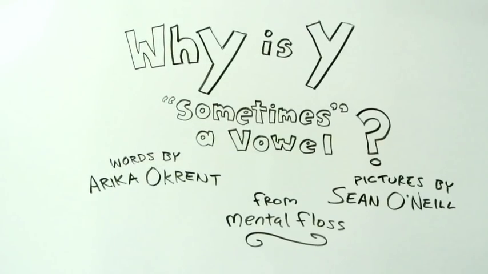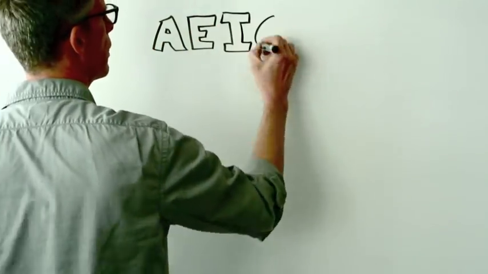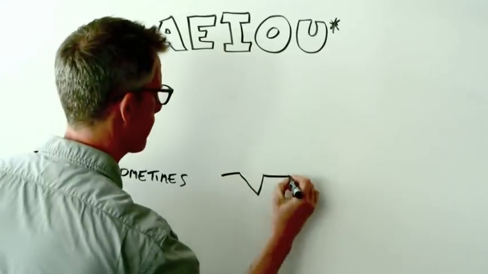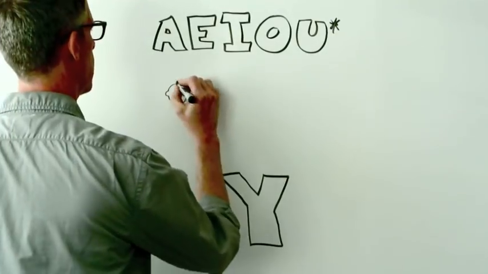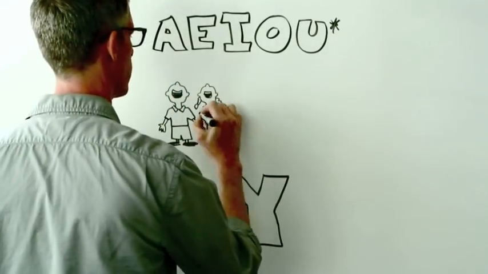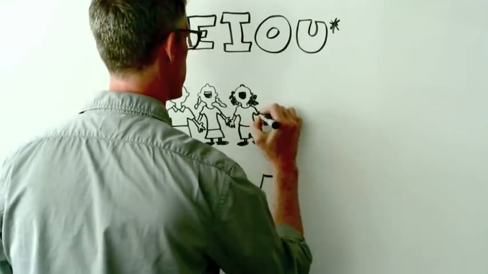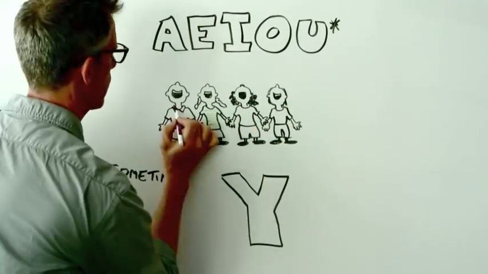Why is Y sometimes a vowel? What are the vowels of English? Say it with me. A, E, I, O, U, and sometimes Y. You might have learned it as a chant, a song, or a simple statement of a rule. This is how most people learn the vowels of English.